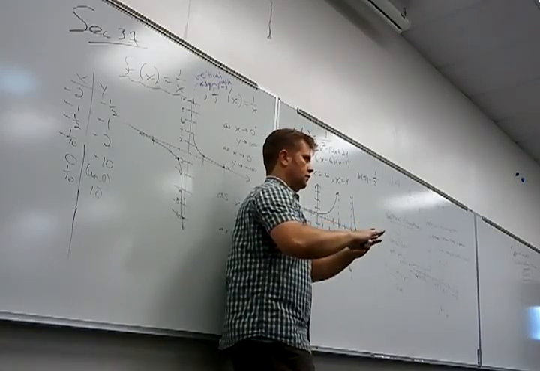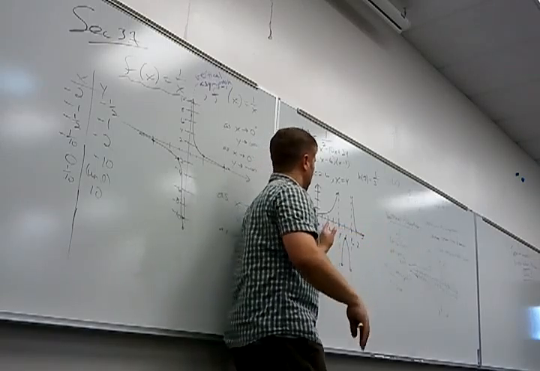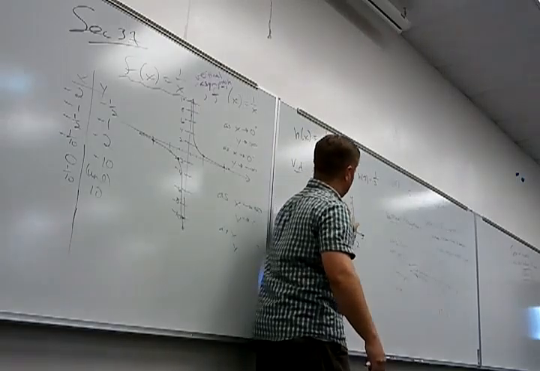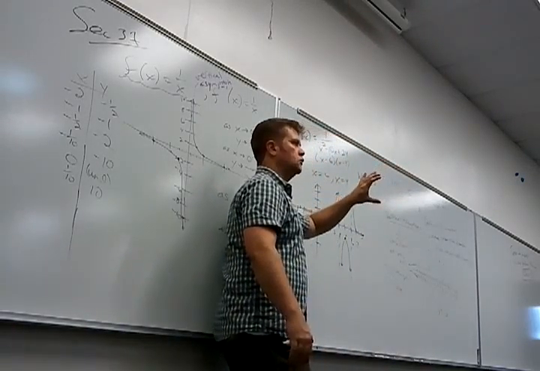How are we doing so far with that? And then you just keep going. I've got 3 regions here. If I have 2 vertical asymptotes, I have 1, 2, 3 regions. I just have to check each one of them out.